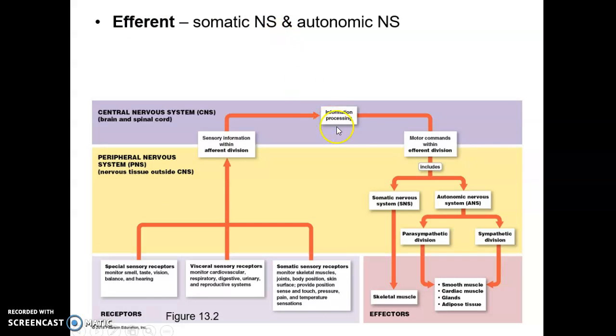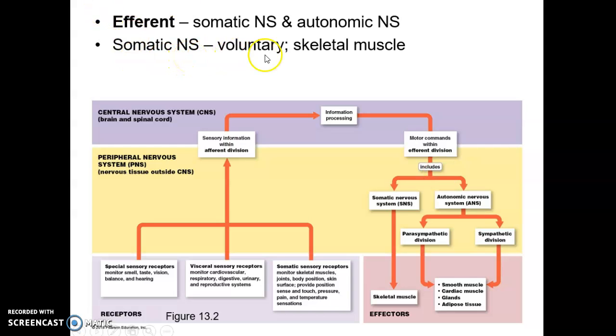Efferent has both somatic and autonomic components, referred to as the somatic nervous system and the autonomic nervous system. The somatic nervous system is usually pretty easy to understand. Our voluntary control of our skeletal muscle. So take that example of swatting the mosquito on your skin, right? Sensory input, it would in this case be somatic, right? Skin surface.